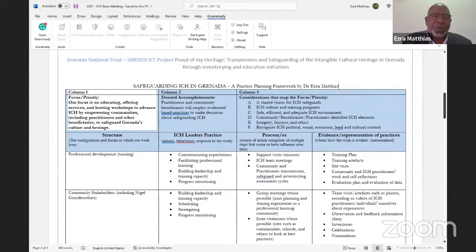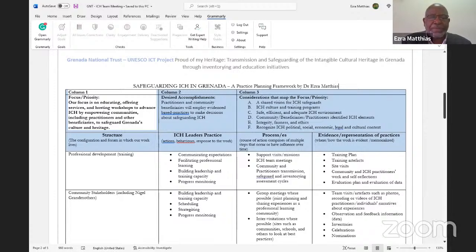So just look at the structure. I have professional development and community stakeholders. Below those two, I have just about a representative sample of all the organizations that participated in this workshop. And each organization is expected to complete their cell for intangible cultural heritage leaders practice, their cell for what their processes will look like, and their cell for the evidence they will have to represent the elements that they will be working with.